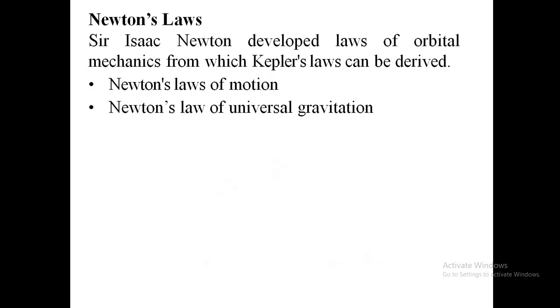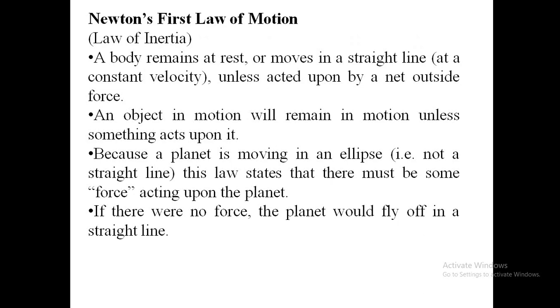Newton's laws. Sir Isaac Newton developed laws of orbital mechanics from which Kepler's laws can be derived. These include Newton's laws of motion as well as Newton's law of universal gravitation. Newton's first law of motion, which is also called the law of inertia. A body that remains at rest or moving in a straight line at a constant velocity will remain at the same speed unless it is acted upon by a net outside force. So, an object in motion will continue to remain in motion unless it is affected by an external force.